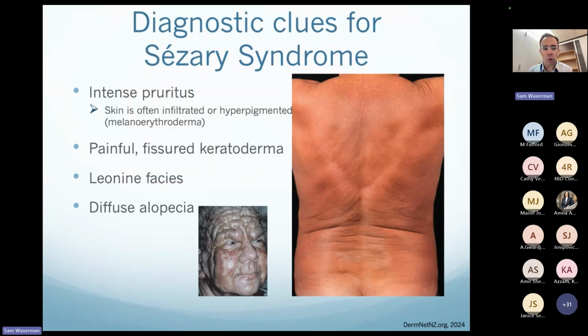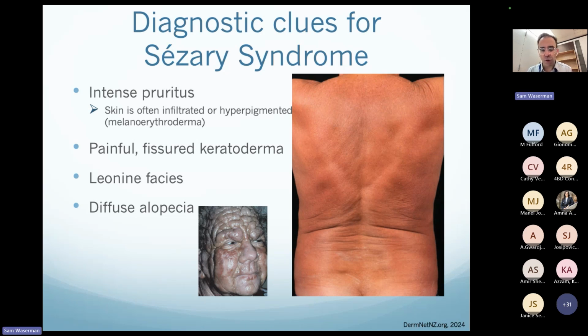So diagnostic clues for Sézary syndrome: intense pruritus. So I don't usually recommend sedating antihistamines very often, but oftentimes it's the difference between sleeping and functioning and not.